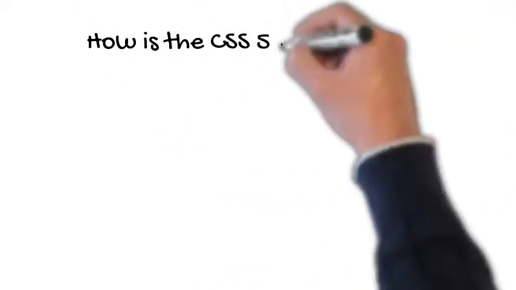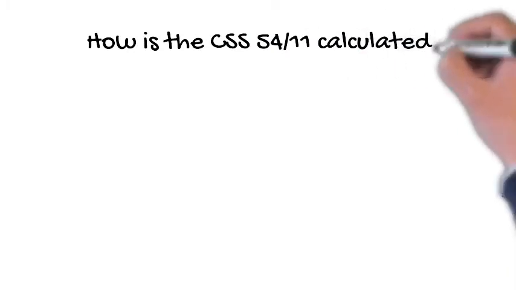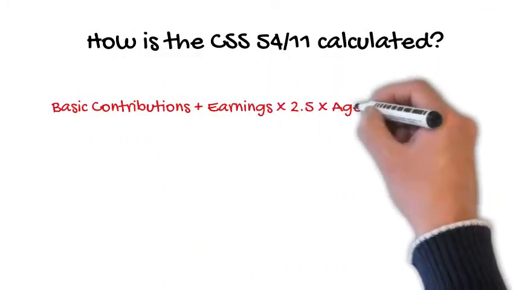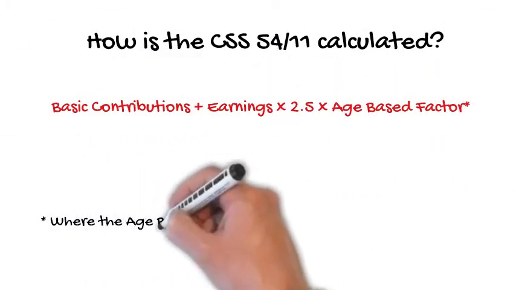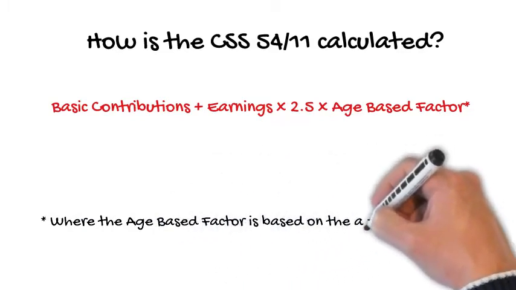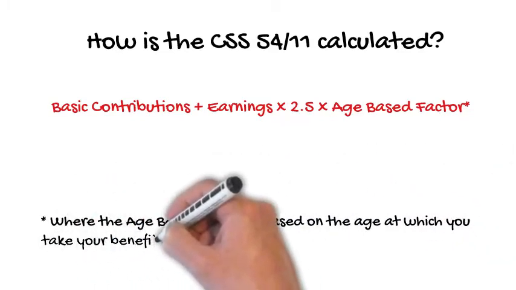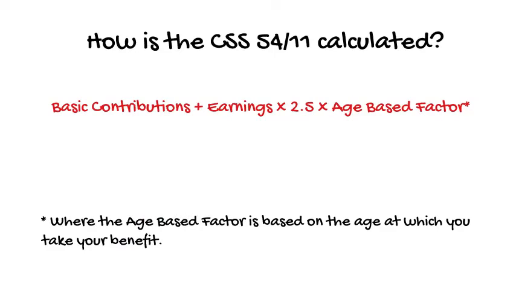So now we know it is different. How is the 5411 calculation actually worked out? It's actually your basic contributions plus earnings times 2.5 times an age-based factor. Now, the age-based factor is based on the age at which you decide to take your benefit.